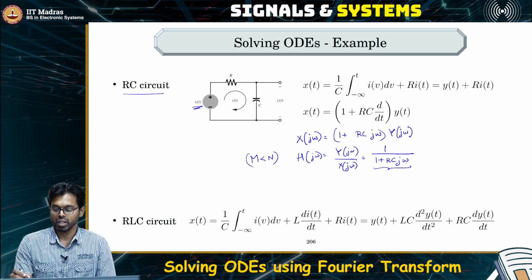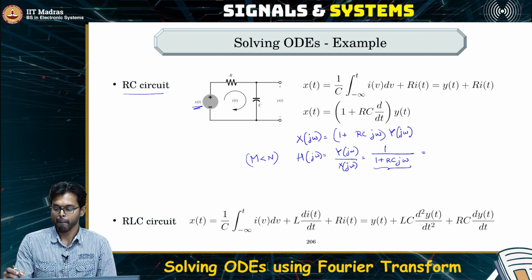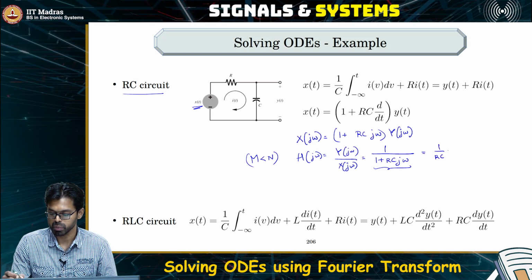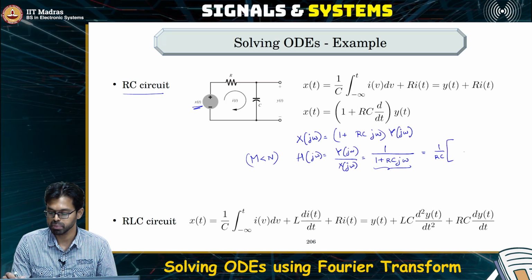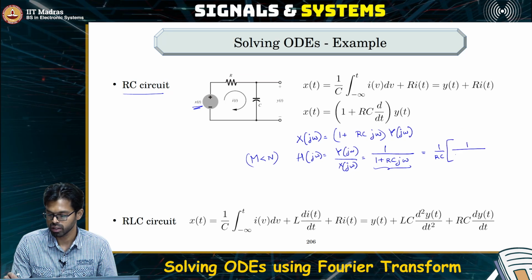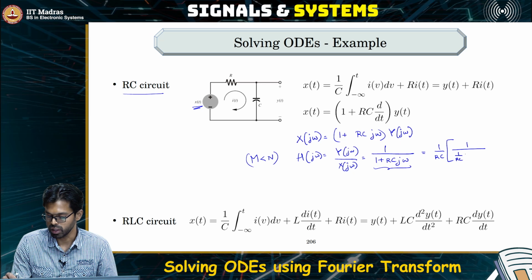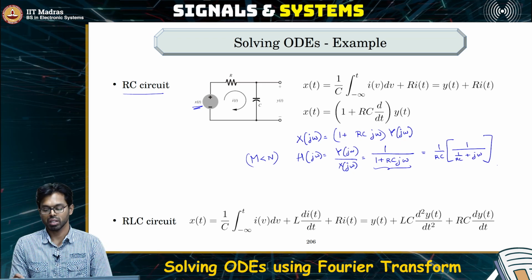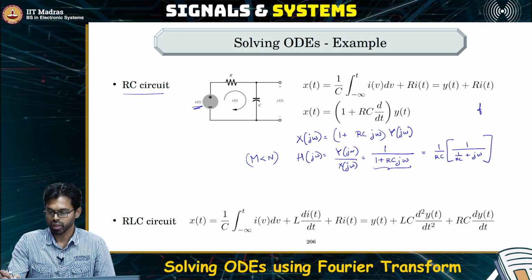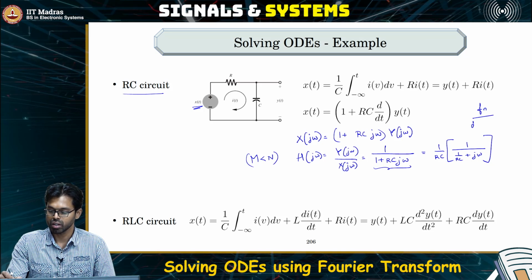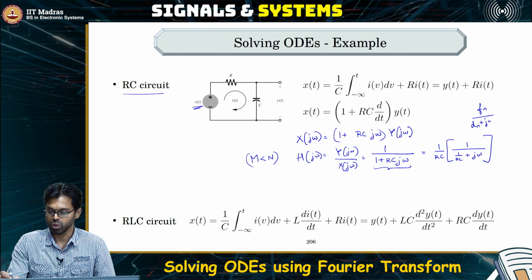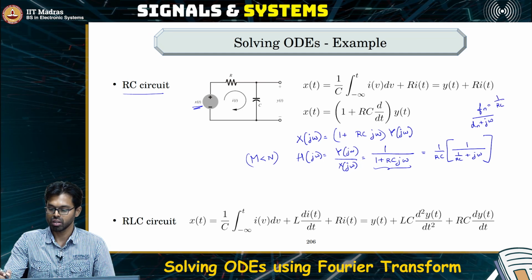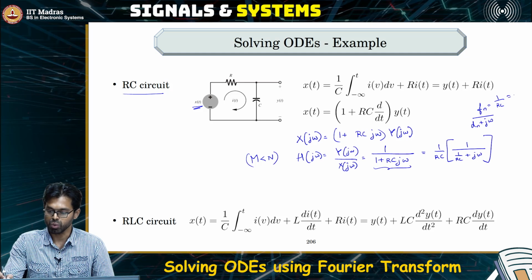So from this you can directly write that you can just take RC common. If you take RC common, you have 1 by RC times 1 by (1 by RC plus j omega). So this is the expression that we wanted. This is of the form Fn by (dn plus j omega). What is Fn here? Fn is 1 by RC. What is dn? dn is also 1 by RC.